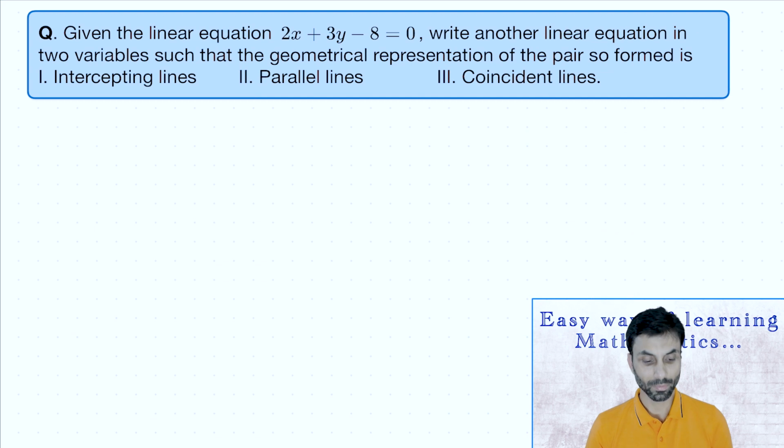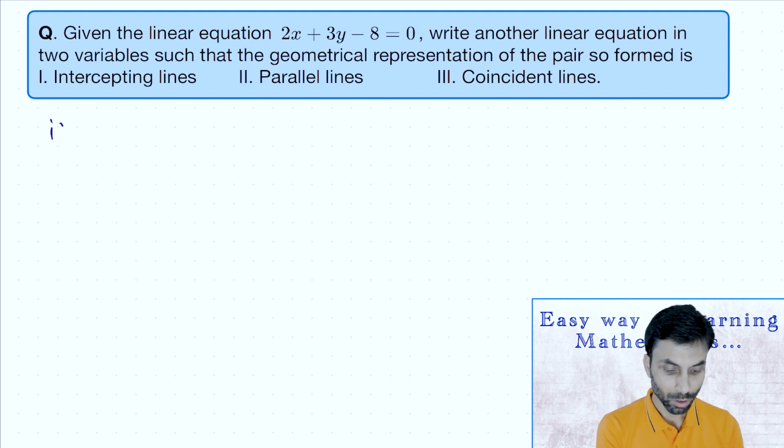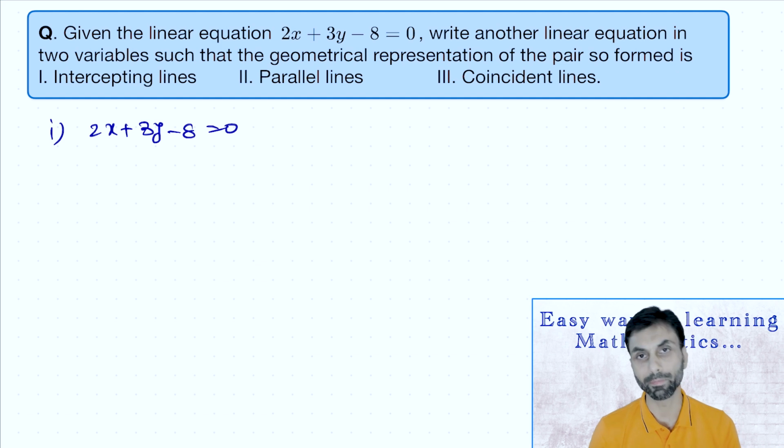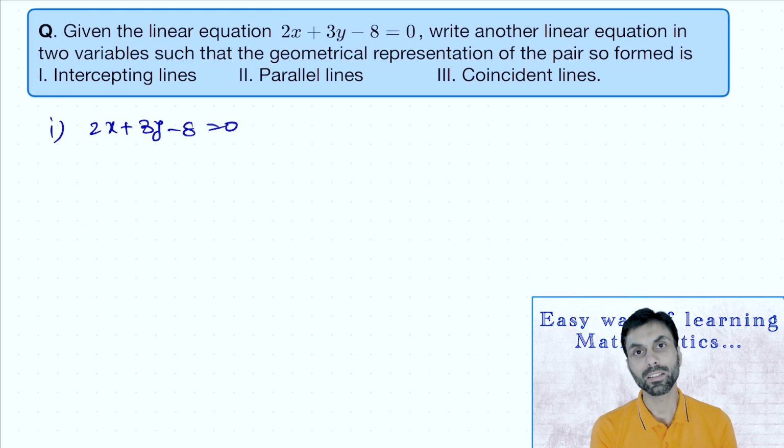Moving to the next question. The question is, given the linear equation 2x plus 3y minus 8 equals 0, write another linear equation in two variables such that the geometrical representation of the pair so formed is first intersecting lines, second parallel lines, and third coincident lines. So if you talk about the first one, the equation is 2x plus 3y minus 8 equals 0. When you want to write a line which will be intersecting this line, ensure that the ratio a1 by a2 should not be equal to b1 by b2. So in that case, we can easily guess what the equation can be.